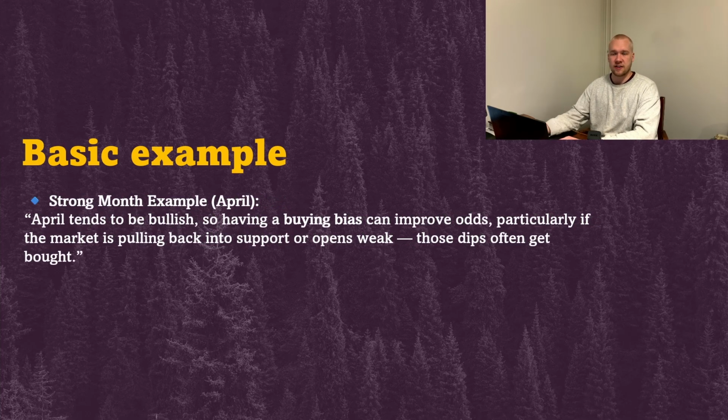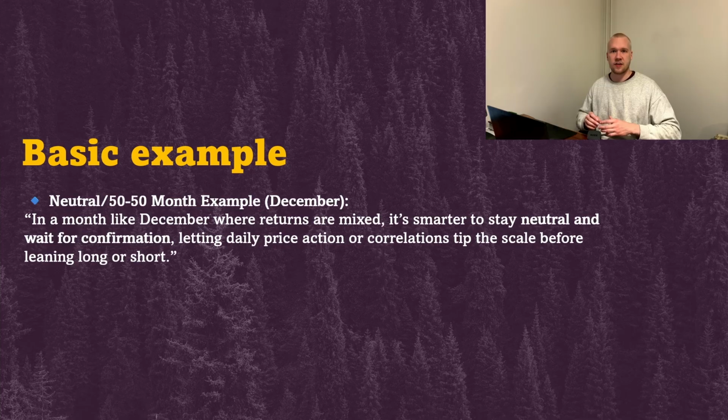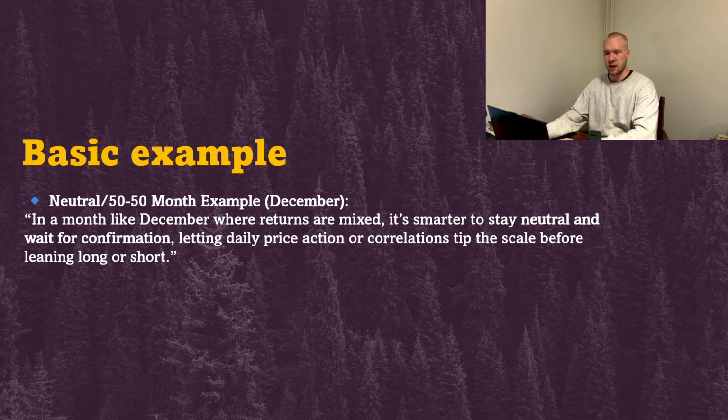Now looking at the other example, so we have the strong month April. Since April tends to be bullish, it is important to have a buying bias. So this is the underlying bias you have when you are in that month. Now months like December, which are the so-called neutral months or the closer to 50-50 months, it is very important to have a neutral bias and wait for the confirmation. So you have to wait for the markets to tell you what they're going to do rather than having a monthly underlying bias.